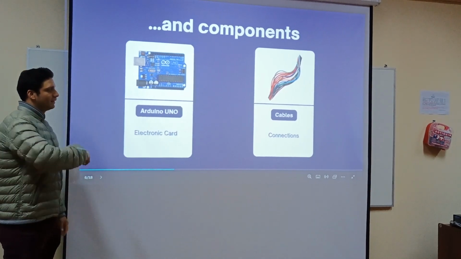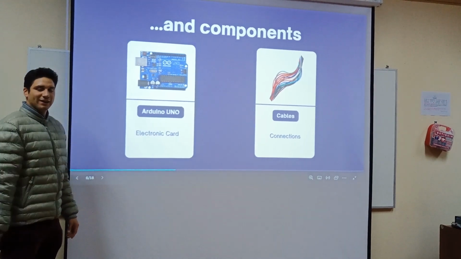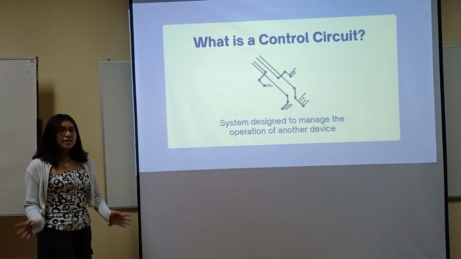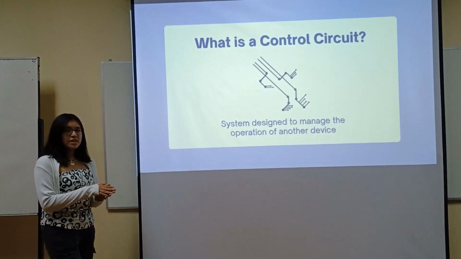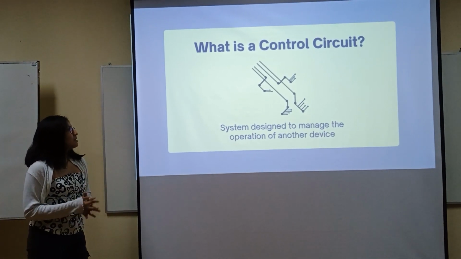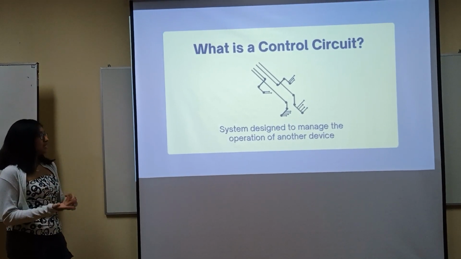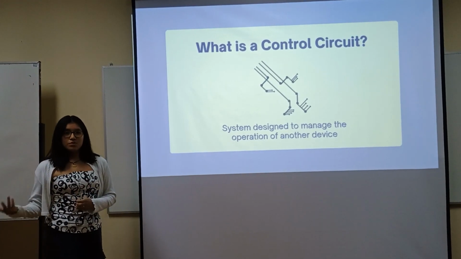Okay, so for the next part, let's hear our partner Karla. The circuit part is divided into two parts, control circuit and power circuit. About the first part, what is a control circuit? Well, it's a system designed to manage the operation of another device, in this case a three-phase motor.